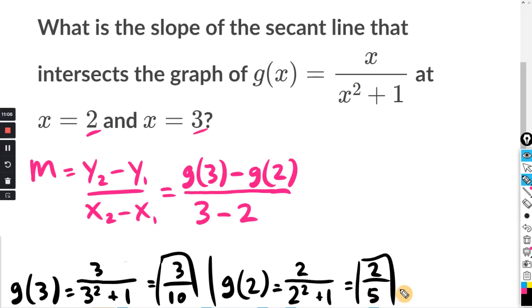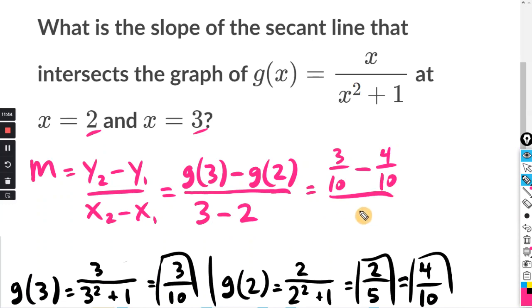Now, just looking at this, we're subtracting these numbers. We're going to need a common denominator. So 3/10 and 2/5, let's make this into tenths. 5 times 2 is 10. 2 times 2 is 4. Notice I did the top and bottom multiplied by the same number. All right, now we can finish. g of 3 is 3/10 minus g of 2, which is 4/10.